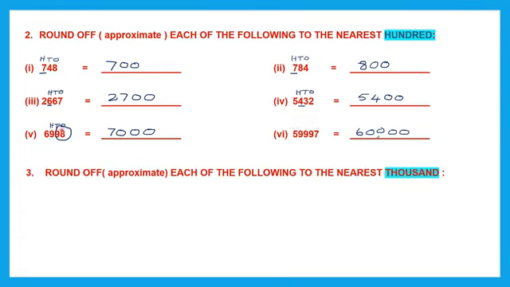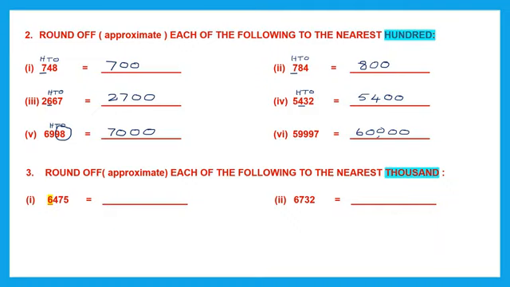Question 3. Round off, approximate each of the following to the nearest 1000. So this time we have to round off to the nearest 1000. Question 1. So here we have 6 in the thousands place, which has been underlined already. So the first step is underline the digit in the thousands place and then look at the digit to its right. If it's 5 or more than 5, it will change. But if it is less than 5, the underlined digit will not change. It will remain the same.